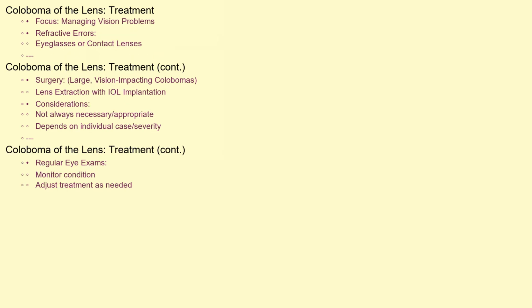Treatment for coloboma of the lens is primarily focused on managing any associated vision problems. If refractive errors are present, eyeglasses or contact lenses can be prescribed to improve visual acuity. In some cases, surgery may be considered, particularly if the coloboma is large and significantly impacting vision. Surgical options might include lens extraction with intraocular lens implantation to replace the defective lens. However, surgery is not always necessary or appropriate, and the decision depends on the individual case and the severity of symptoms. Regular eye exams are crucial to monitor the condition and adjust treatment as needed.